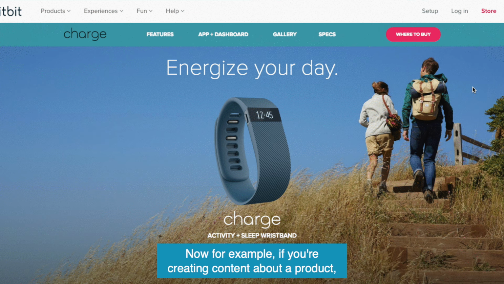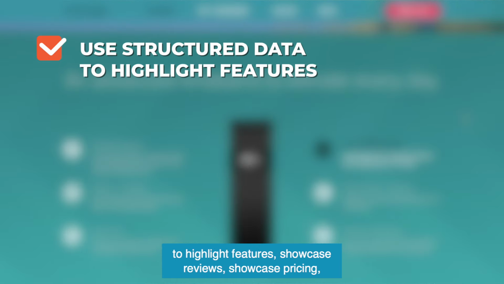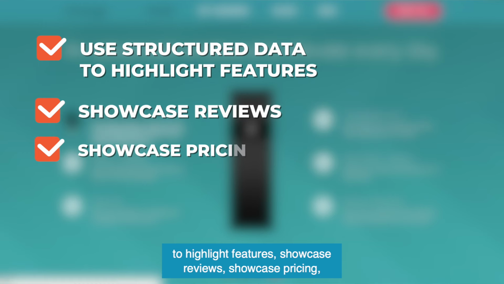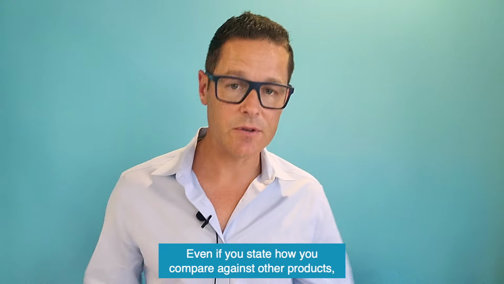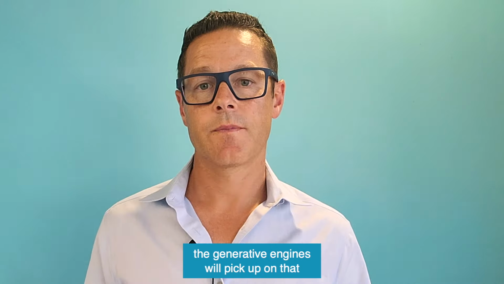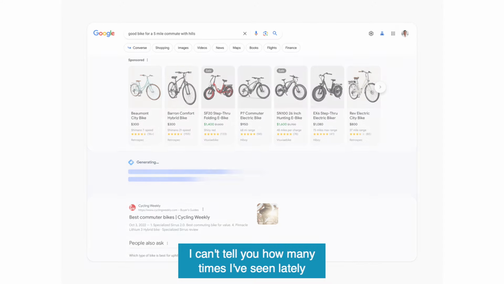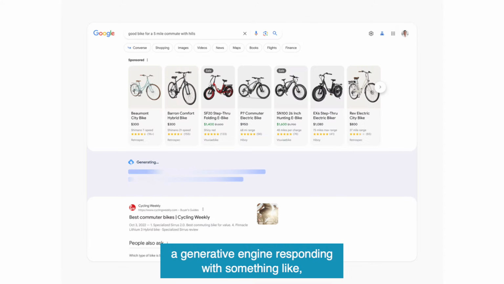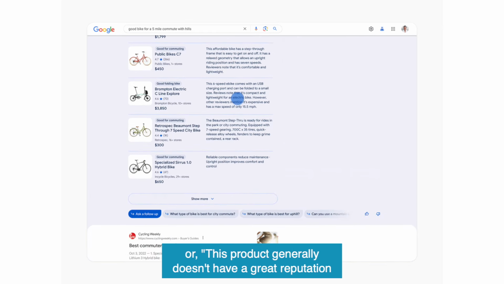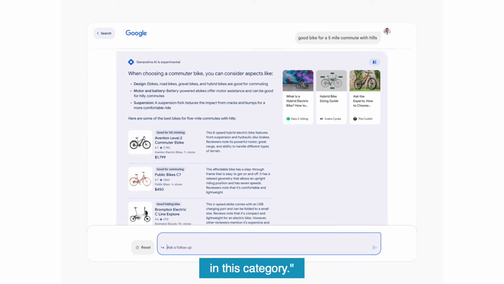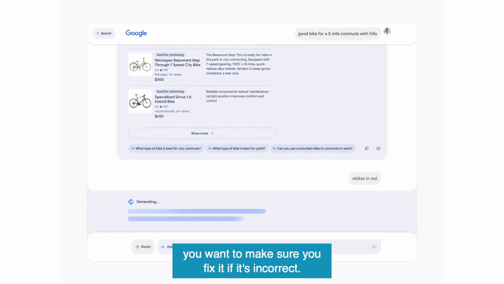Now, for example, if you're creating content about a product, it can also be helpful to do things like use structured data to highlight features, showcase reviews, showcase pricing, showcase specifications about the product. The more detail, the better. Even if you state how you compare against other products, the generative engines will pick up on that and use that in their evaluation process. I can't tell you how many times I've seen lately a generative engine responding with something like, this product is expensive, so you might not like it. Or this product generally doesn't have a great reputation in this category. If you have them saying something like that about you, you want to make sure you fix it if it's incorrect.